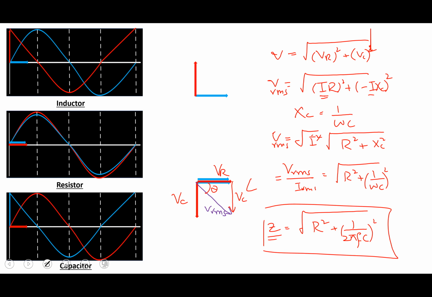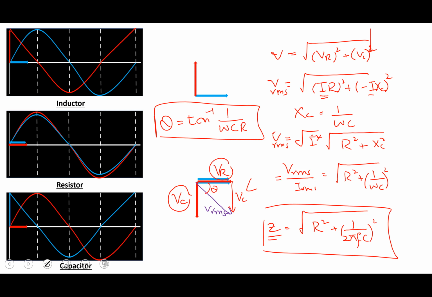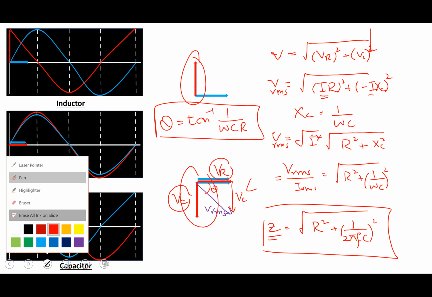For the direction, again, the same concept: theta is equal to tan inverse of the vertical component, Vx, or we can say 1 over omega C divided by R. So this is the representation of the direction of that vector, which is made between the horizontal component, which is with the resistance, and the vertical component, which is with the capacitor. And this is how we can see that these two are in opposite direction, side by side.